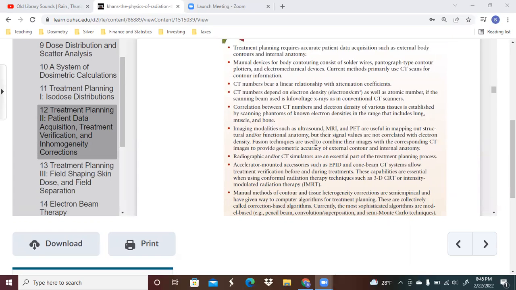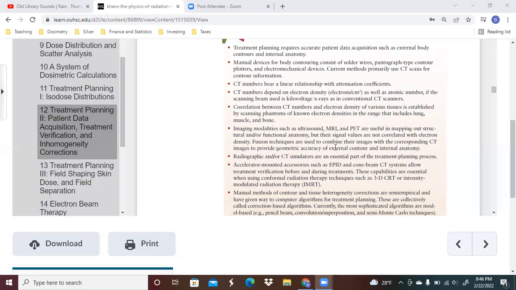Image modalities such as ultrasound, which is used primarily for prostate, or at least used to be, MRI and PET are useful in mapping out structure and functional anatomy, but their signal values are not correlated with electron density. So in other words, what you're getting there is not going to correlate with electron density, and electron density is what we need for the algorithms that we use in order to calculate dose.